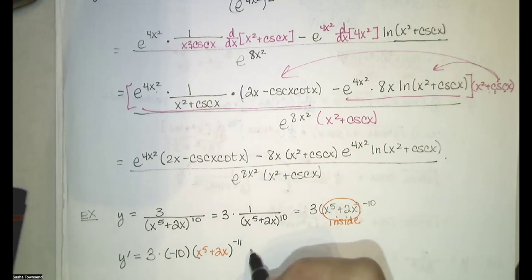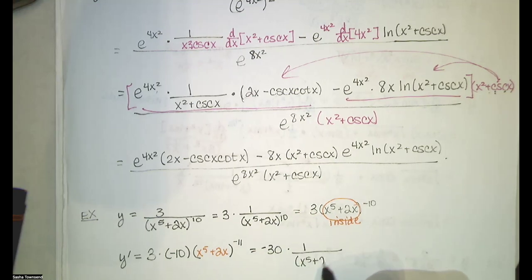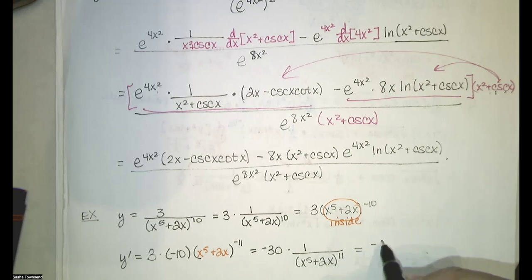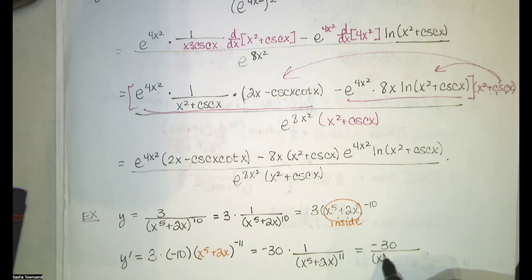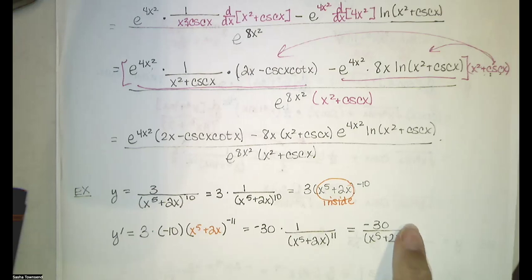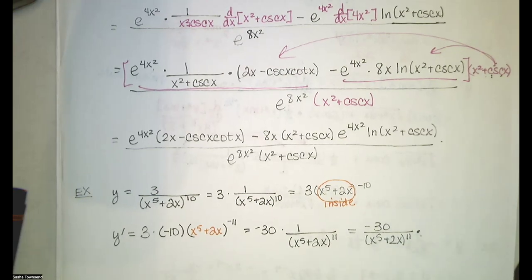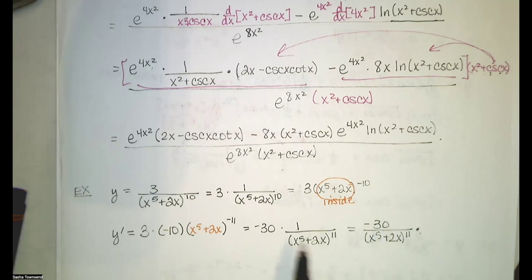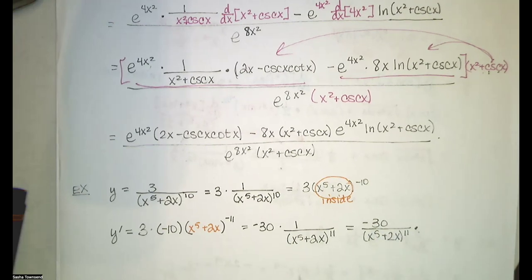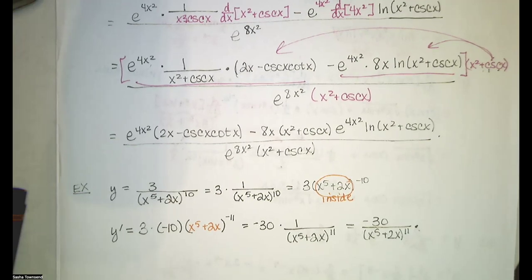And that's going to give us a negative 30 times 1 over that function raised to the 11th. Which gives me negative 30 divided by x to the 5th plus 2x raised to the 11th. And we would think of this as our simplified form, or you could think of this as negative 30 times that to the negative 11. Either one is fine as far as your simplified form is concerned, but we have a tendency to like to write these expressions with positive exponents as opposed to negative exponents. So if we see a negative exponent, we tend to write that expression in the denominator for a simplified form.